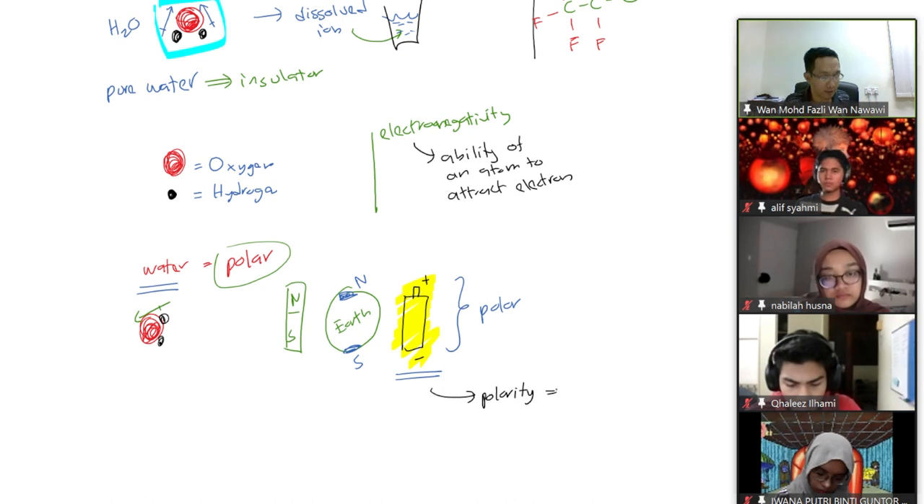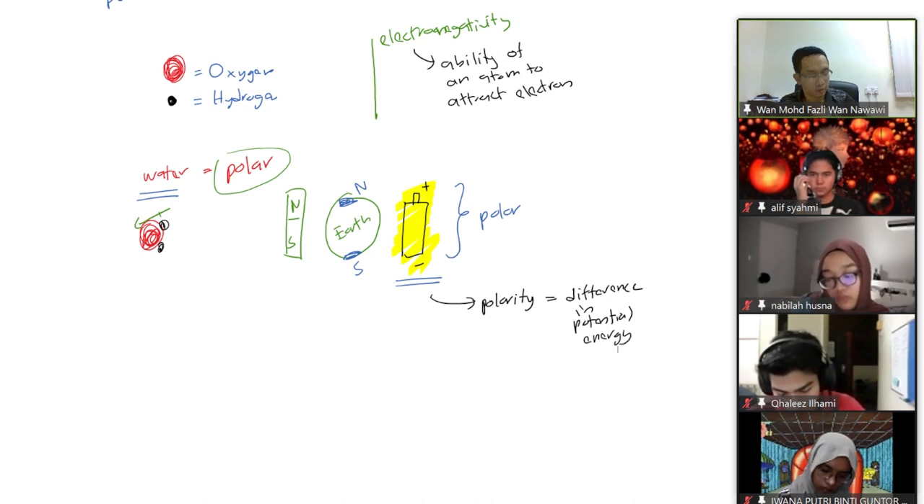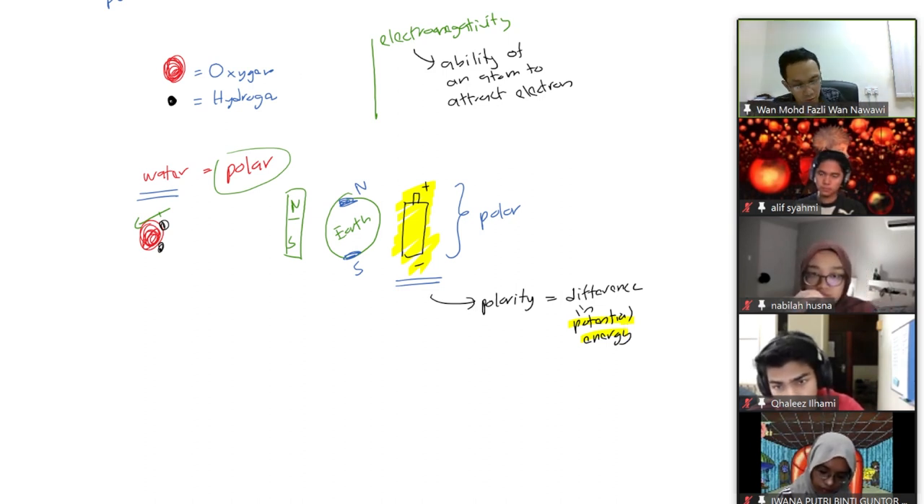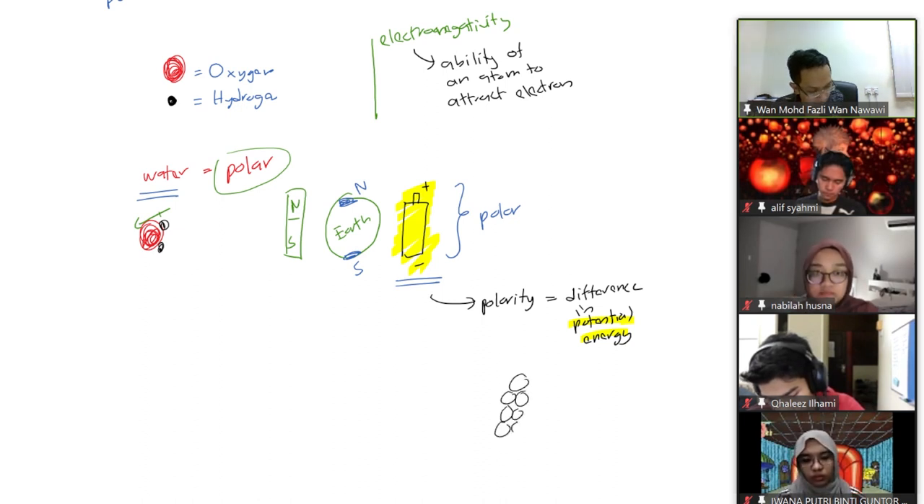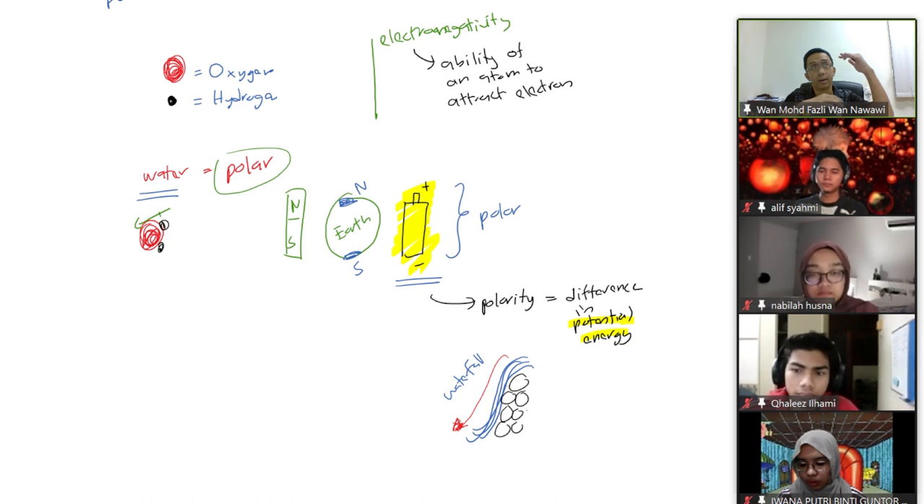Okay, what does it mean there? Meaning that potential energy, how to get around with the word potential energy, you view it as what we call a waterfall. For example, let's say you have this waterfall, this is the rock, and then you have the waterfall going down there. This waterfall goes down because they are different in the potential energy.